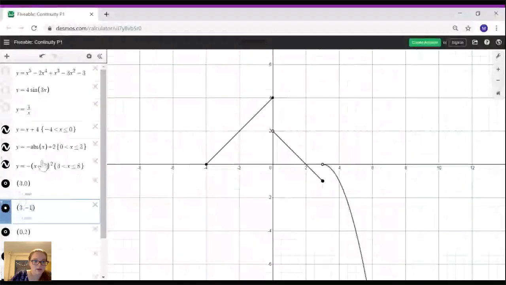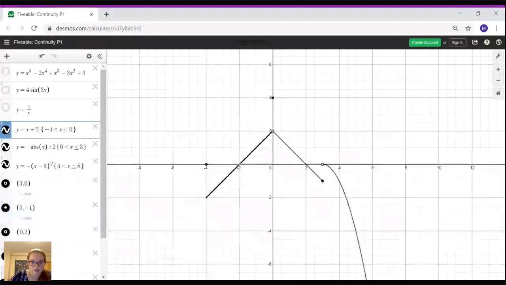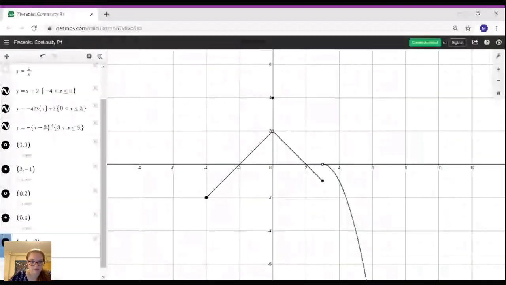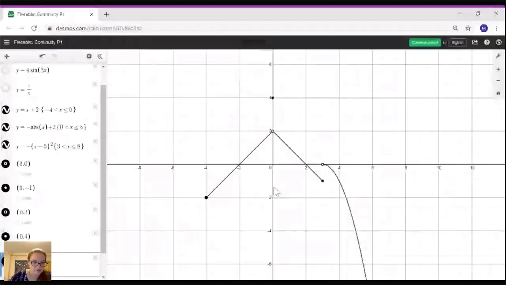Okay, and let's take this and turn this into, instead of x plus 4, x plus 2. Okay, and now we've got this point that moved down to -4, -2. Okay, good. And let's move down this point from 0,4 to 0,2. Okay, good. Okay, so this is still a piecewise function.